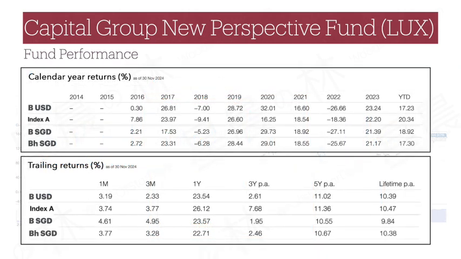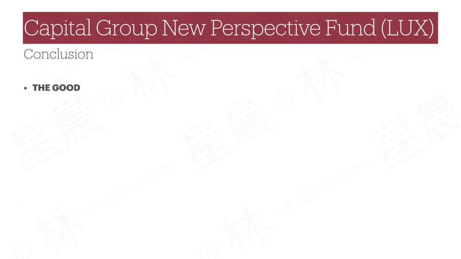Lastly, let's compare the performances of the US dollar class against the Sing dollar unhedged and the Sing dollar hedged classes. There is no right or wrong answer in this case, although we can see in the long run, the Sing dollar hedged class has delivered a bit better performance than the unhedged class. With that, let's summarize our findings and start with the good stuff.